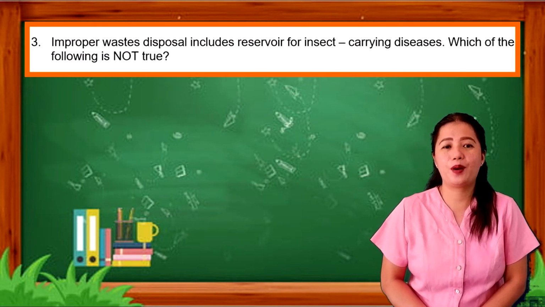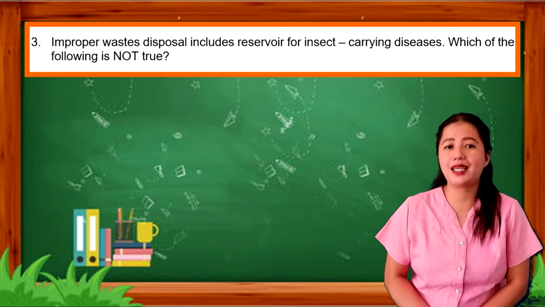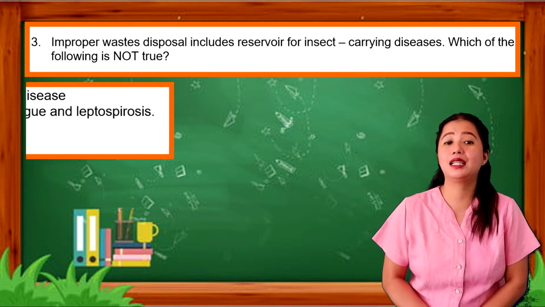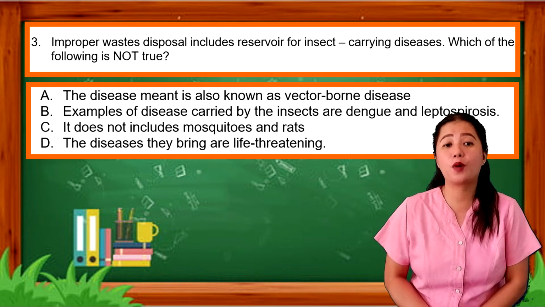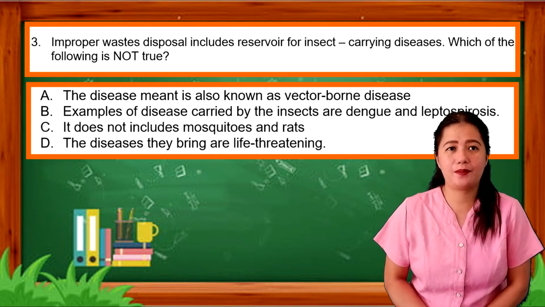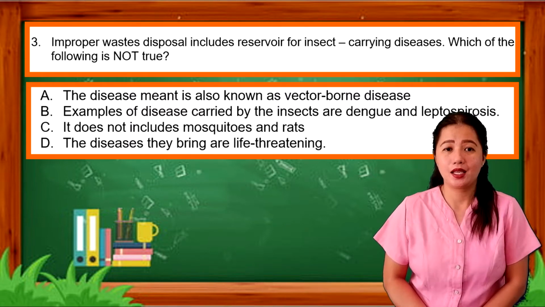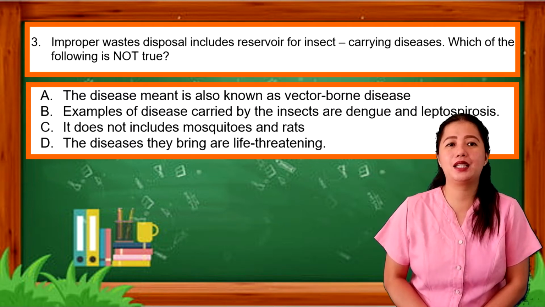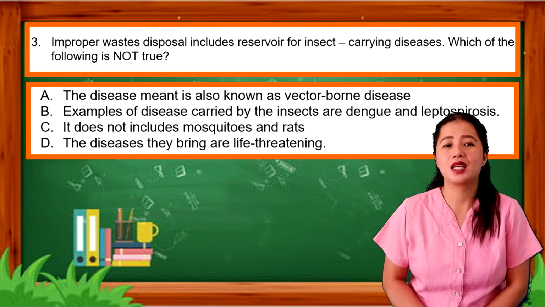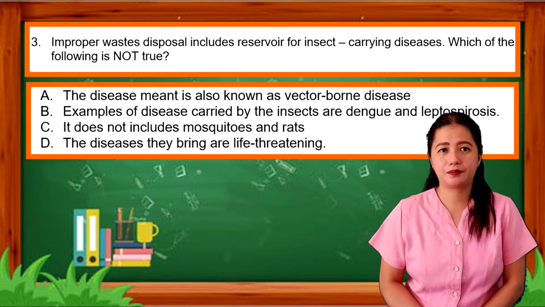Number 3. Improper waste disposal includes reservoirs for insect-carrying diseases. Which of the following is not true? Letter A, the disease meant is also known as a vector-borne disease. Letter B, examples of diseases carried by the insects are dengue and leptospirosis. Letter C, it does not include mosquitoes and rats. And letter D, the diseases they bring are life-threatening.